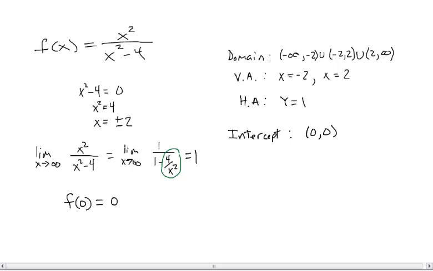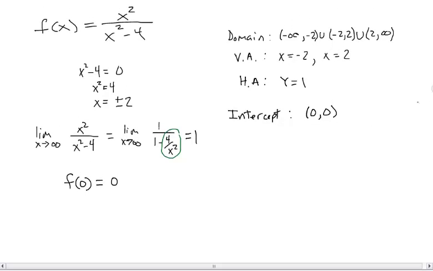And now we're going to do the first derivative test. So f prime of x is equal to, and remember this is the quotient rule, so we have x squared minus 4 times 2x minus x squared times 2x, all divided by x squared minus 4 squared.